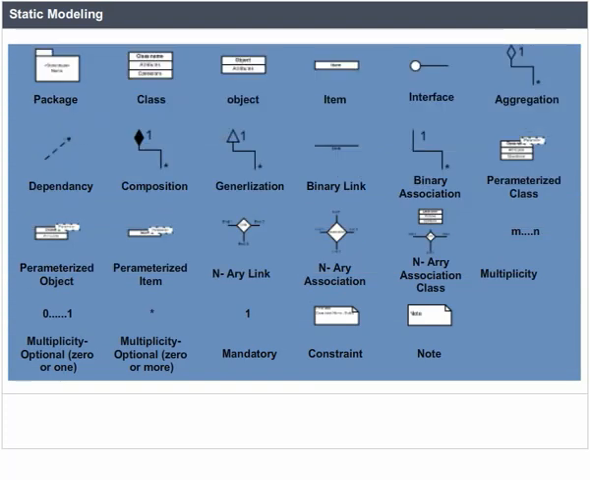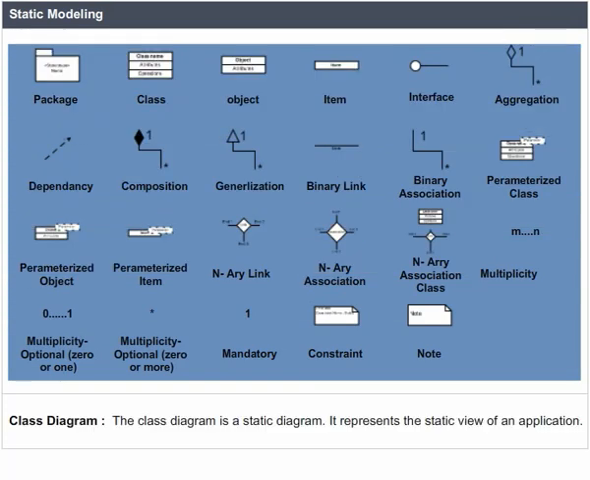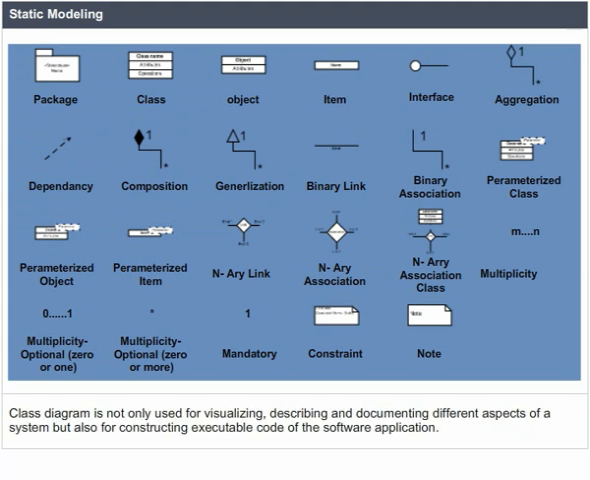Static modeling. Class diagram. The class diagram is a static diagram. It represents the static view of an application. Class diagram is not only used for visualizing, describing, and documenting different aspects of a system, but also for constructing executable code of the software application.